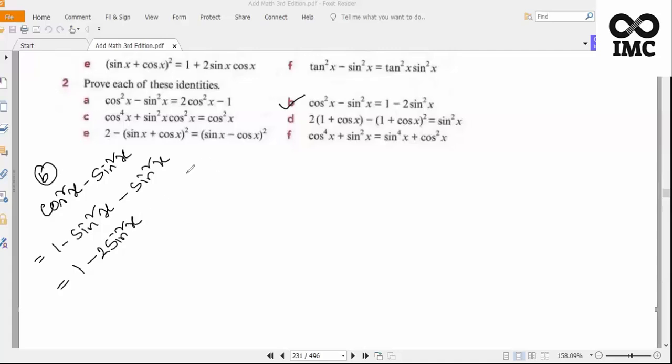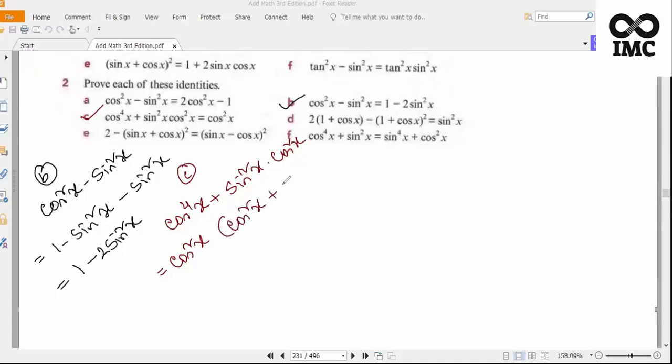Now C. Question number C says cos⁴x + sin²x cos²x. So here we can take cos²x as a common factor. Then we will get cos²x (cos²x + sin²x) equal to cos²x into cos²x + sin²x will be 1. So after multiplying cos²x by 1, the result will be cos²x.